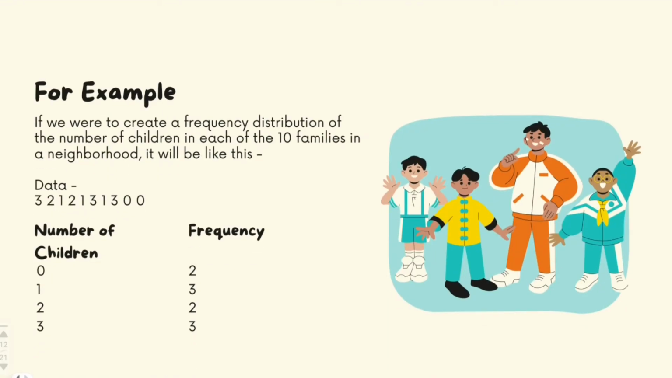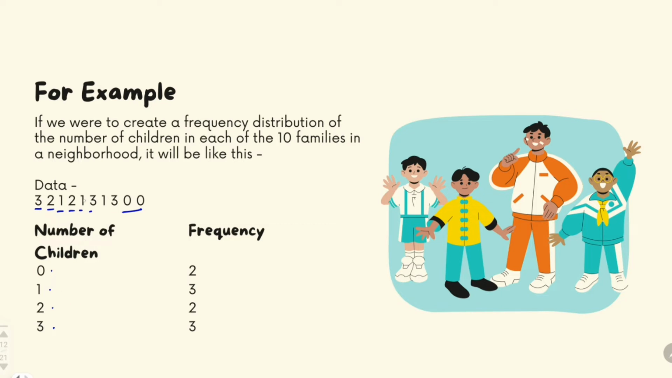So whatever I explained right now, we are showing it with an example. For example, I checked 10 families to see how many children they had. The first family I went to had 3 children, second had 2, third had 1, fourth had 2, then 1, 3, like that. So I am writing down the number of children. The least was 0 and the maximum in my neighborhood was 3. So 0, 1, 2, 3.